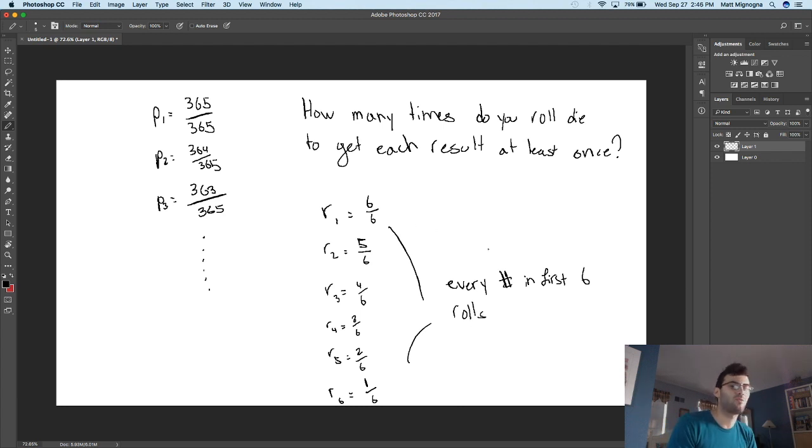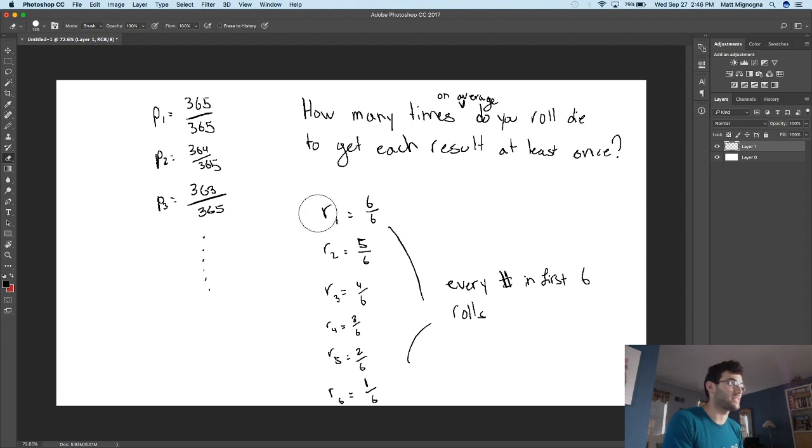But the question isn't what are the odds you're going to roll every number in the first 6 rolls, it's how many times, I should have written this before, how many times on average do you need to roll the die to get each result at least once, right? So another way we could say that is, what is the expected time we would have to wait, the expected amount of rolls it would take to get all 6 numbers.